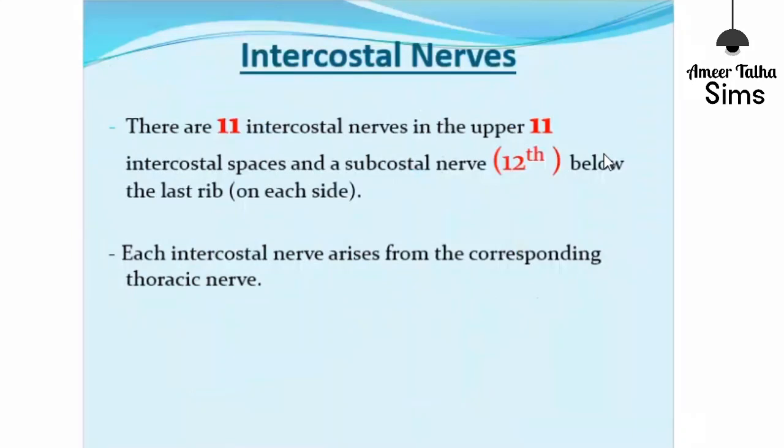Next we have intercostal nerves. There are 11 intercostal nerves in the upper 11 intercostal spaces and subcostal nerve below the last rib. So beta, below the 12th rib, the nerve is known as subcostal nerve. So we have 11 intercostal nerves and we have one pair of subcostal nerve which is present below the 12th rib. Each intercostal nerve arises from the corresponding thoracic nerve.